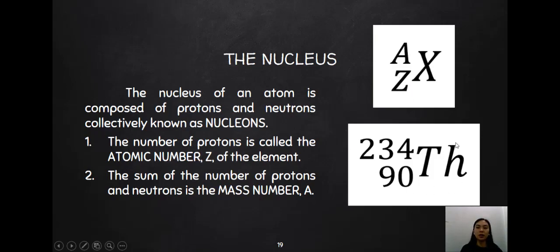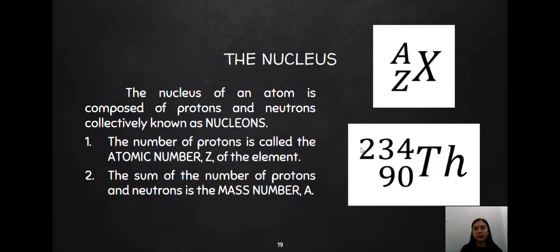So just like here, diba? This is an example. Your element X is, in this case, thorium. And if you take a look at your periodic table, thorium has an atomic number of 90. The atomic number is actually equal to the number of protons of that element. And how about letter A? Letter A here, in our example, is 234, which is actually the mass number.